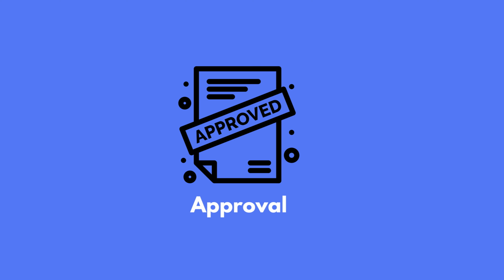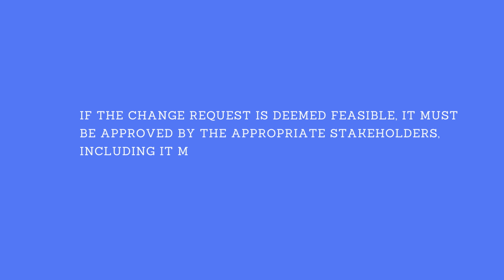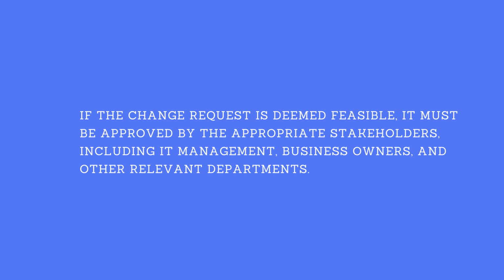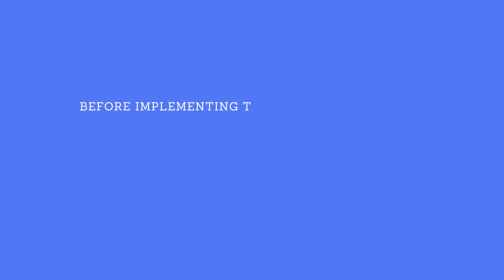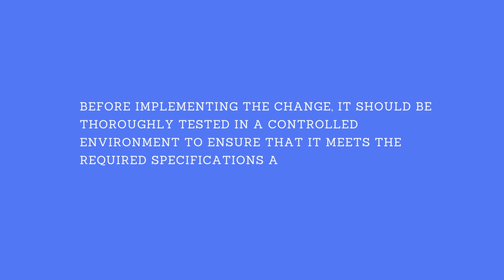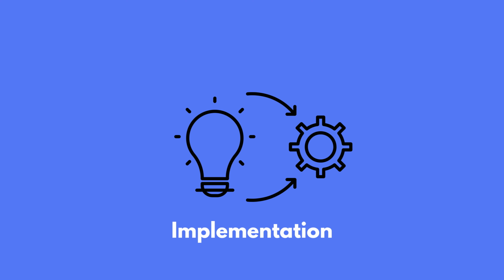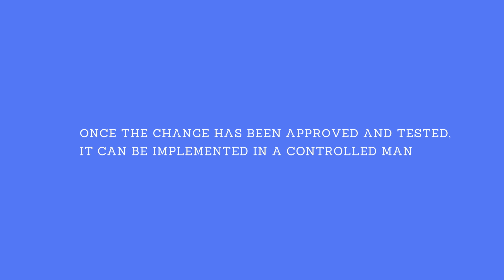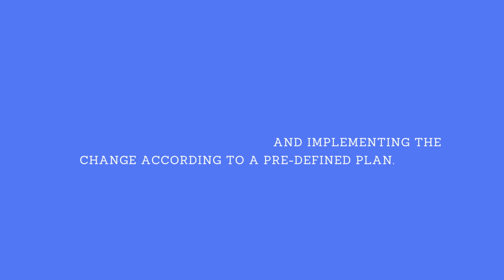Approval. If the change request is deemed feasible, it must be approved by the appropriate stakeholders, including IT management, business owners, and other relevant departments. Testing. Before implementing the change, it should be thoroughly tested in a controlled environment to ensure that it meets the required specifications and does not introduce any new risks. Implementation. Once the change has been approved and tested, it can be implemented in a controlled manner. This may involve scheduling downtime, notifying stakeholders, and implementing the change according to a predefined plan.